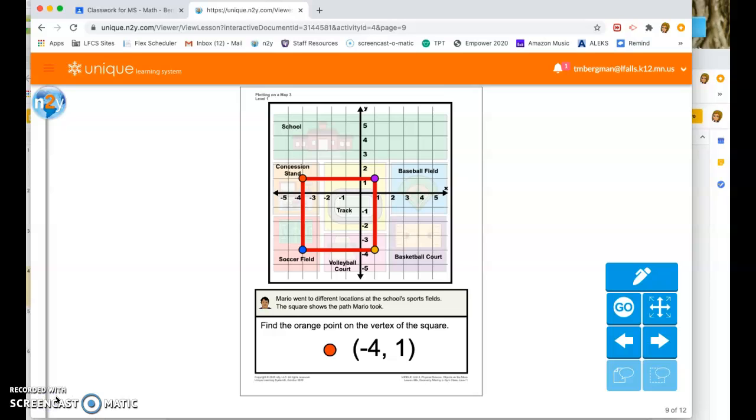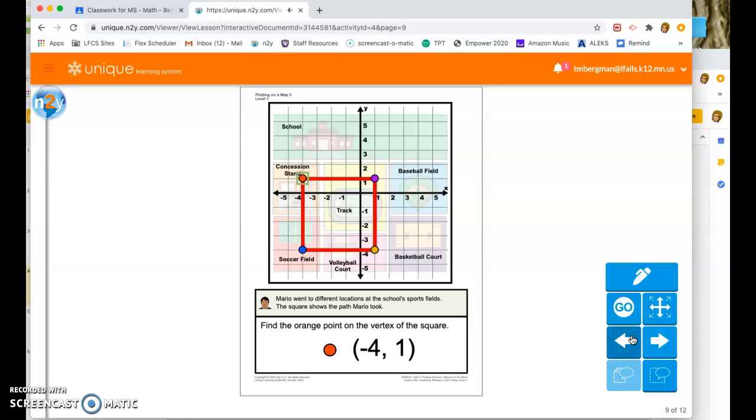The next portion of this activity is again a following directions piece. So it says Mario went to different locations at the school sports fields. The square shows the path Mario took. So we're finding the orange point on the vertex, -4, 1. So you can either find -4 and then 1, or look for this orange point. So we're going to click on it. -4, 1. Perfect. And then we found it.